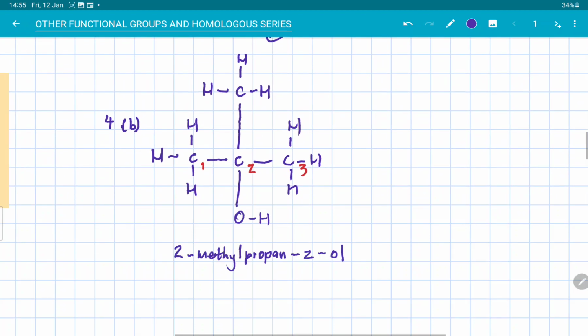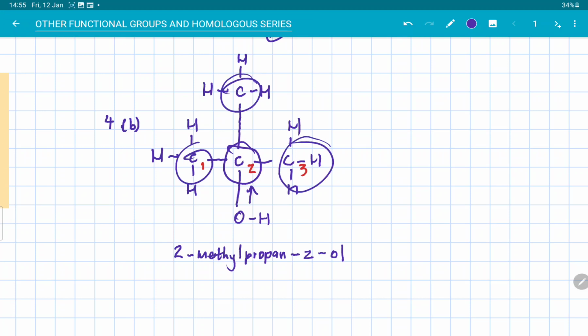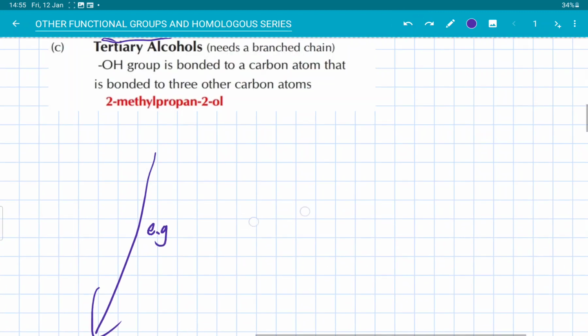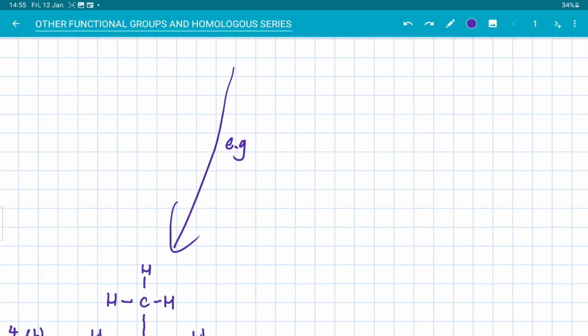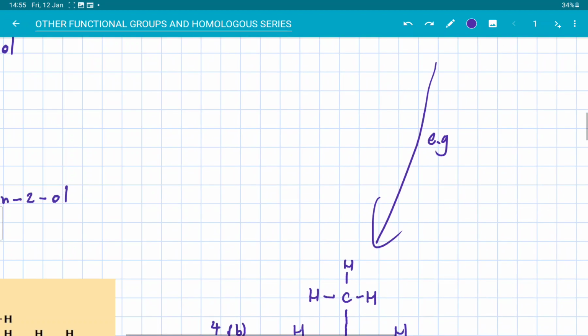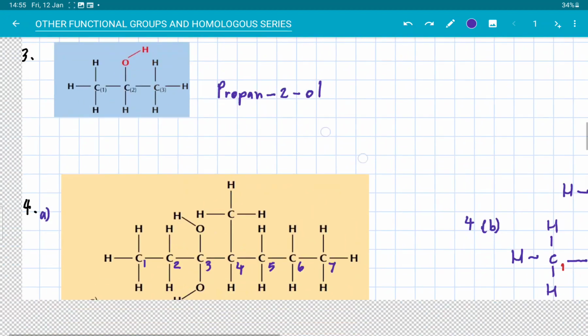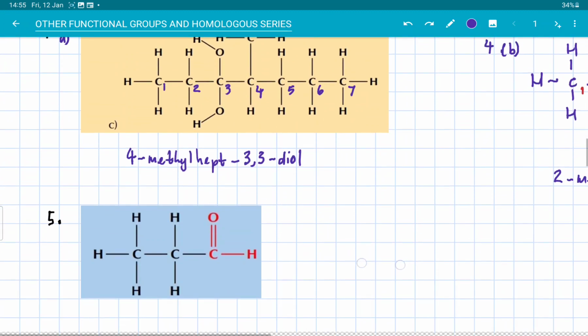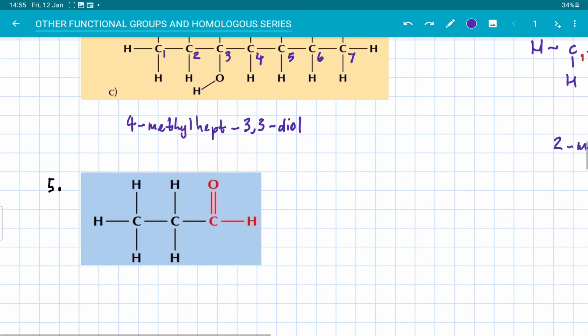If you look at it, 2-methylpropan-2-ol, the carbon atom attached to OH is attached to 1, 2, 3 carbon atoms. Hence they call it a tertiary alcohol. So this is the tertiary alcohol. Anyhow, it's always a 1 mark type question. You need to be able to distinguish the different types of alcohols.